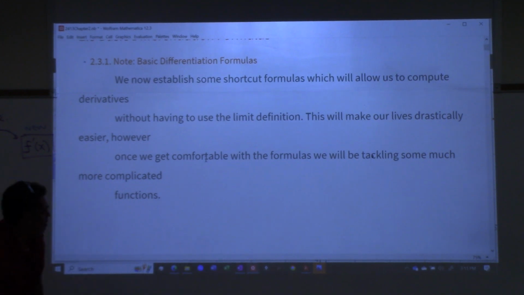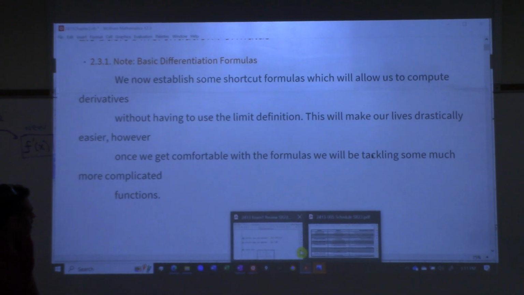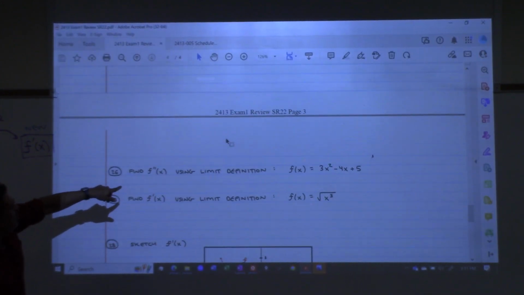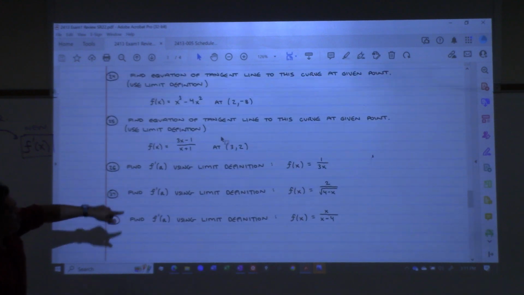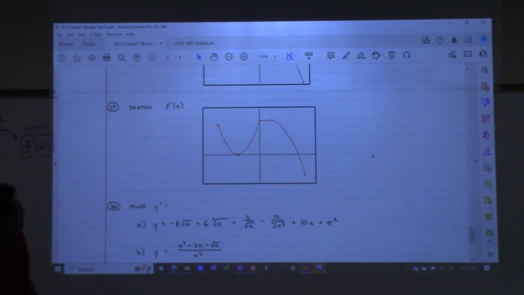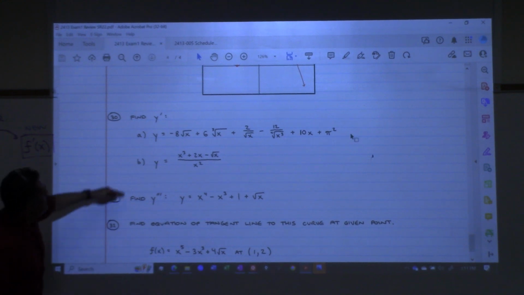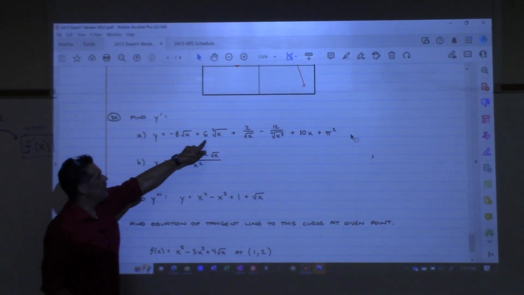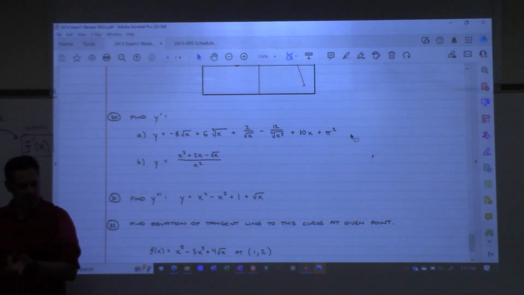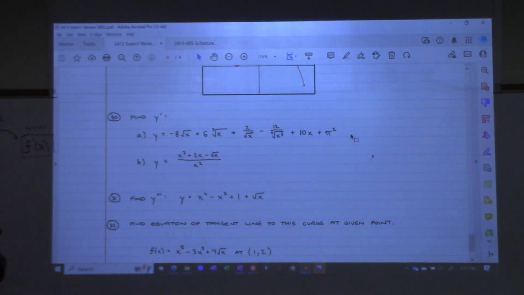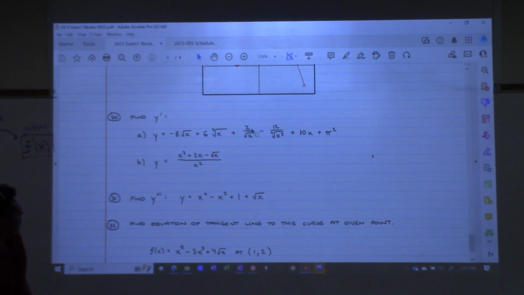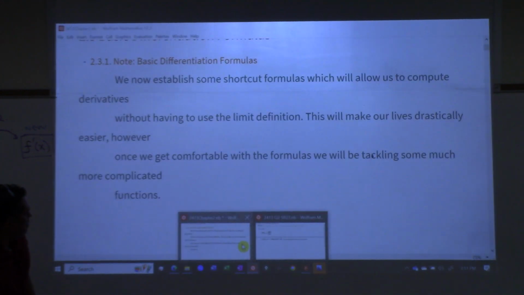So on this review, you will see that I say use the limit definition, right? All these problems, use the limit definition. But at the end of the review, I ask you to find what? y prime? Those are derivatives, right? Find the derivative of this, but I don't tell you to use the limit definition, do I? That means you can use anything, which means I would use shortcuts. So how are we going to address problems like this? Well, let's see. We need the rules, so I need to give them to you first.